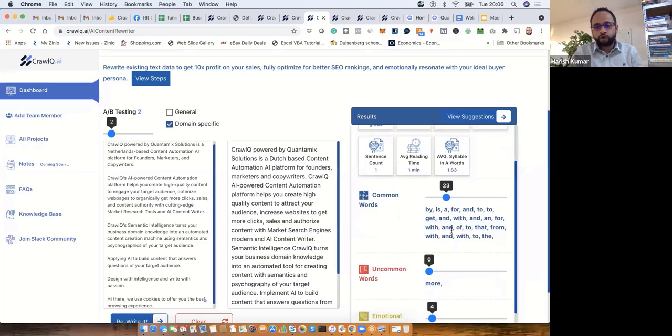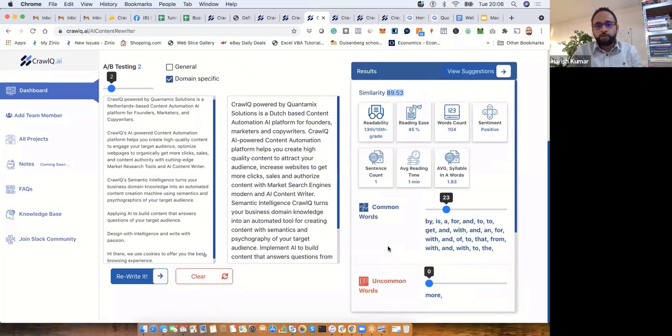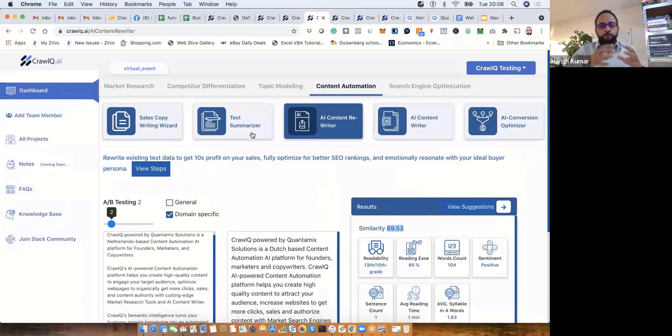I can find here more common terms, uncommon terms, emotional words, power words. You can use this as a flow. If you want to create text snippets, you can go through different competitor websites and your own website, create these kinds of text snippets, repurpose them, optimize them, and use them for social media posts. So this was one workflow.